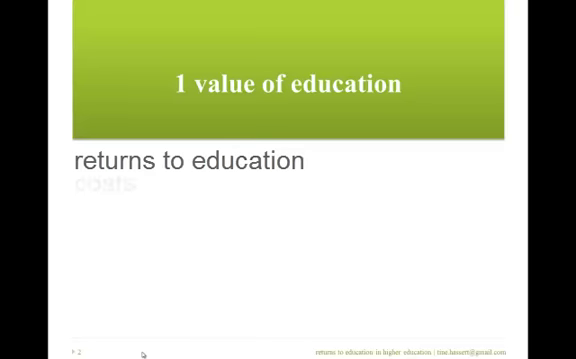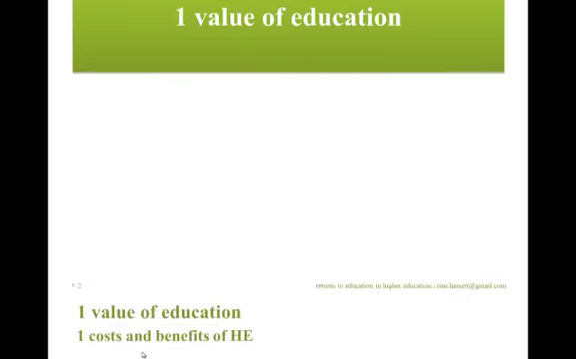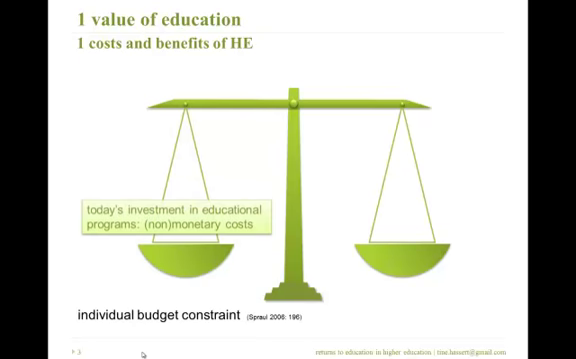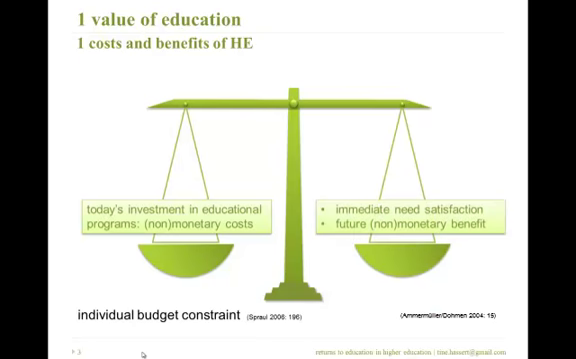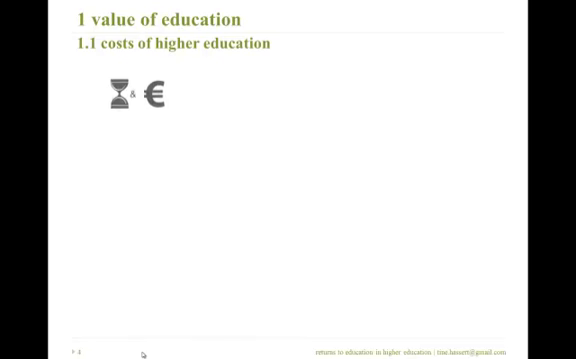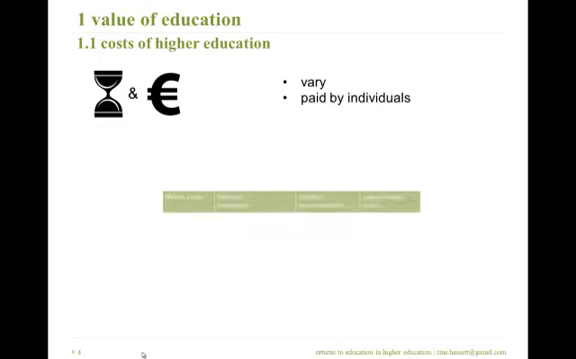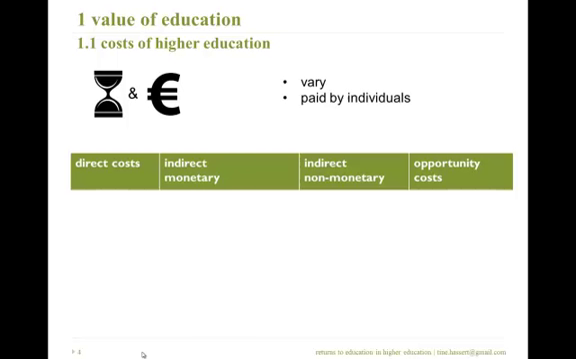Private returns indicate the relation of the costs to the benefits of an individual's certain investment. In general, returns to education, on the one hand, include today's investment in educational programs as monetary or non-monetary costs during the consumption of an investment, and on the other hand, there's also an immediate need satisfaction and future monetary or non-monetary benefits. The costs for education are especially time and money. They vary and depend on the higher education institution, the degree, subject, duration of studies, and are mainly paid by the individual himself. I mean, we all know the costs that come from education.